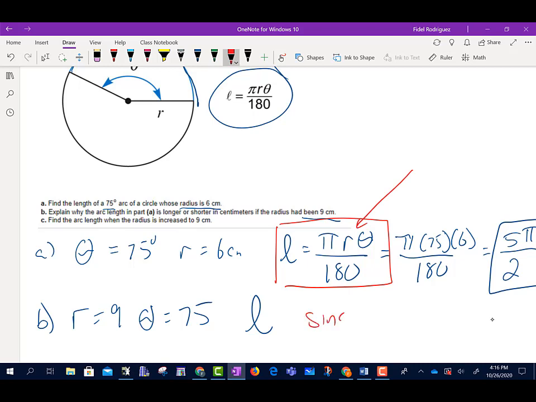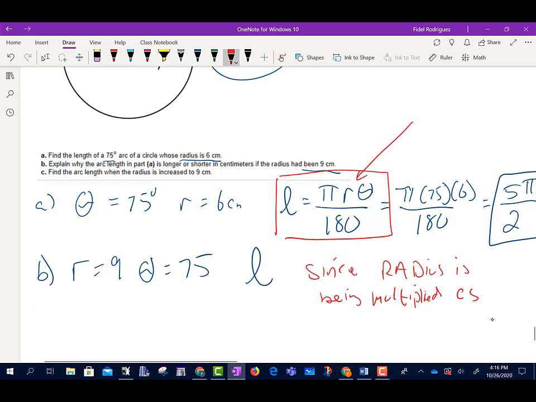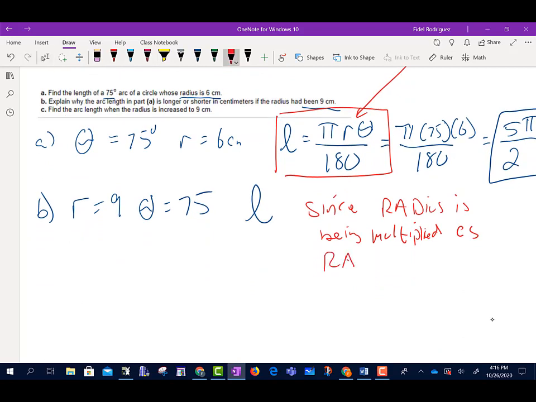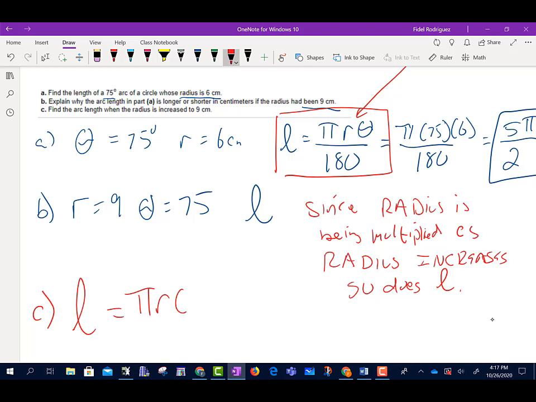So I would say since the radius is being multiplied, as the radius increases, so does the length, okay? And then part C says, can we find that new length now? Of course we can. So we're going to say pi times r times theta over 180.